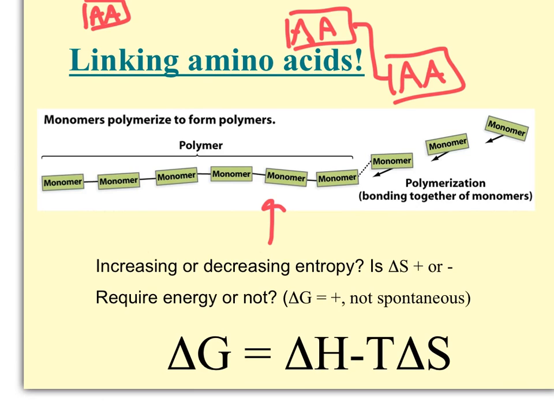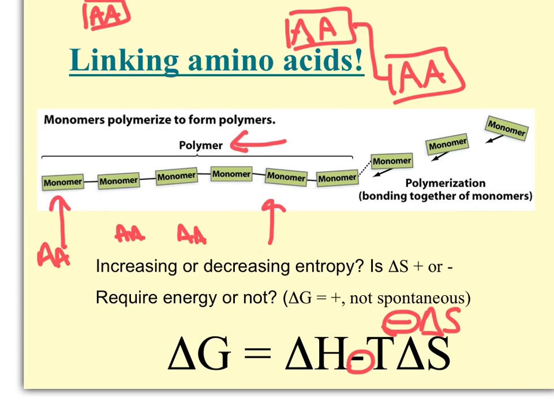Each individual amino acid is called a monomer. So that can be an amino acid, an amino acid, an amino acid. And when you link together monomers, you make a polymer. The delta S in this case is a negative delta S, and the negative plus this negative means that you're going to have a positive delta G. Is this reaction spontaneous or non-spontaneous? It is non-spontaneous, and this means that it requires energy to make this reaction occur.